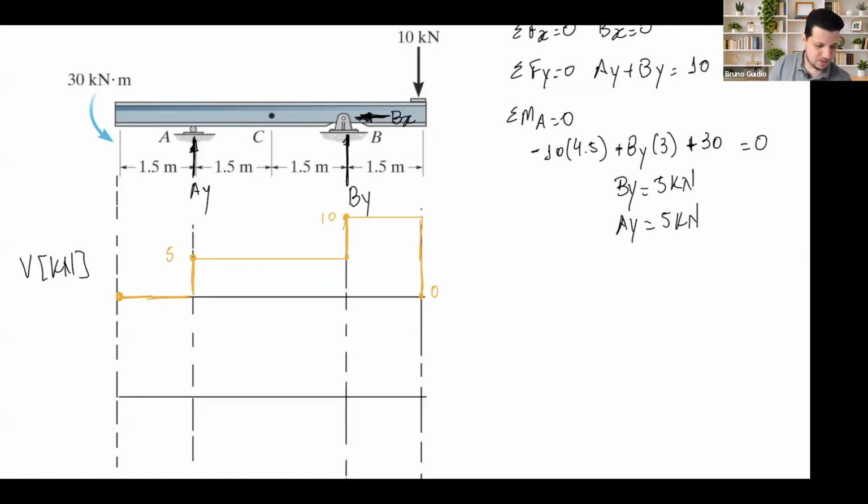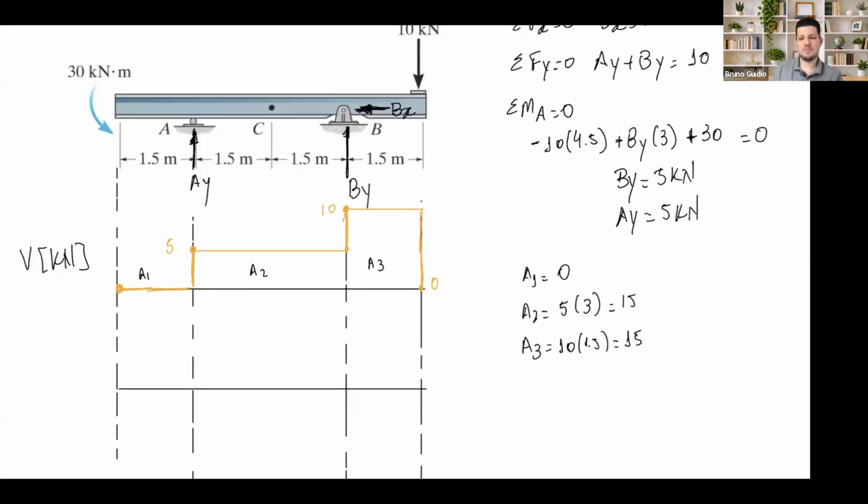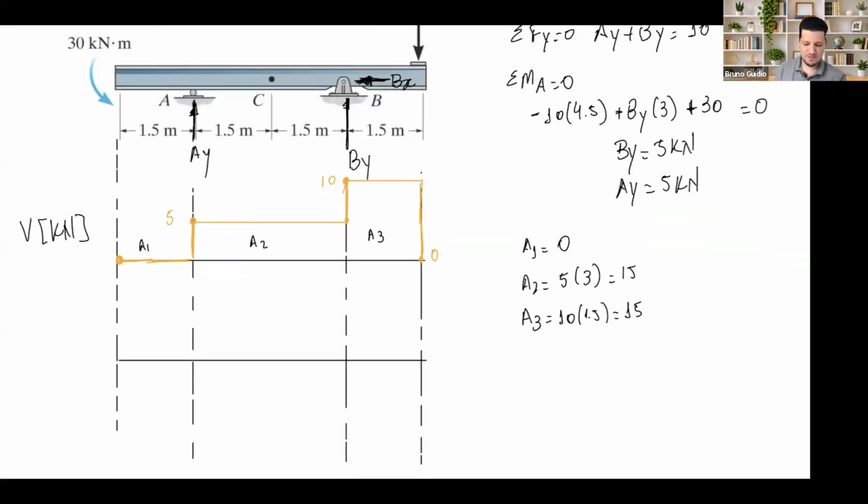Okay? Well, area 1, area 2, area 3. A1, 0, no area. A2, 5 times 3, 15. A3, 10 times 1.5, 15. All of them positive. And then we'll go to the moment.